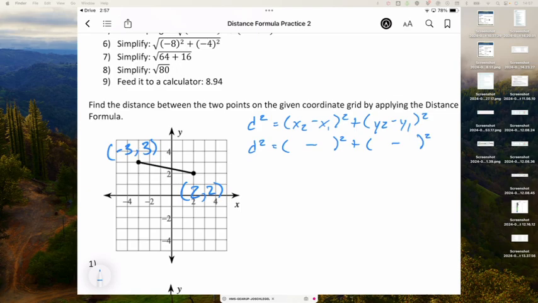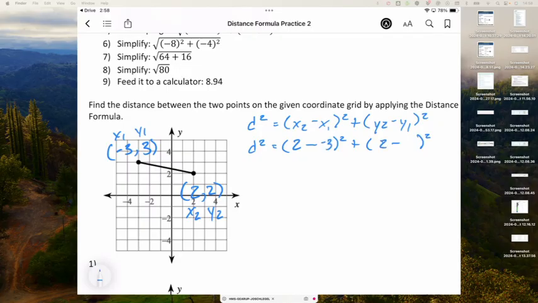Okay, I'm going to go a little bit quicker this time. Got my templates set up. Again, I would encourage you to do that same sort of work. Identify my x1, y1, my x2, y2. Just plug them in. x2 is 2, x1 is negative 3.